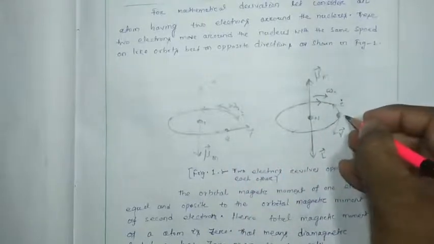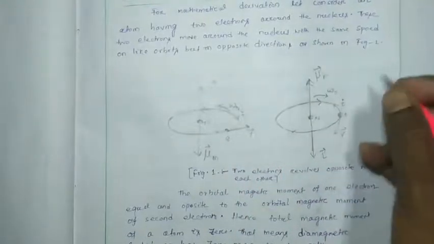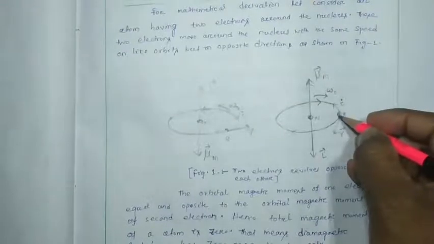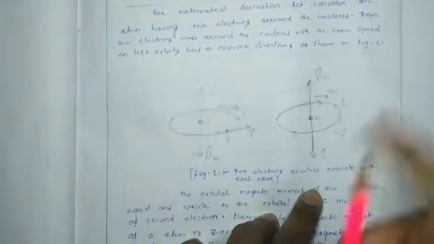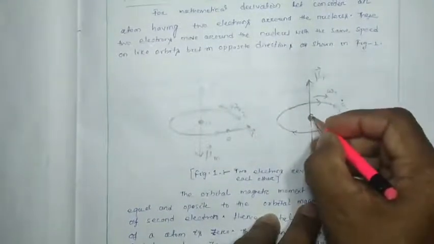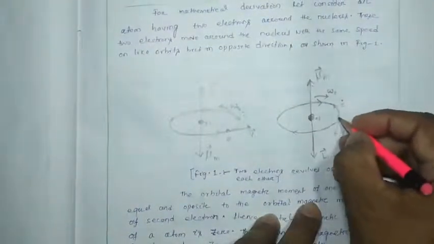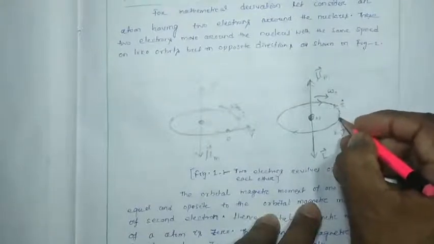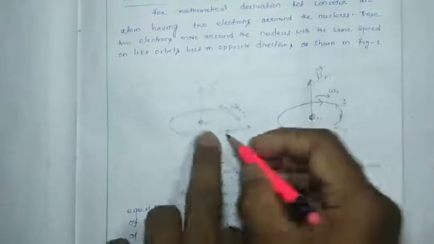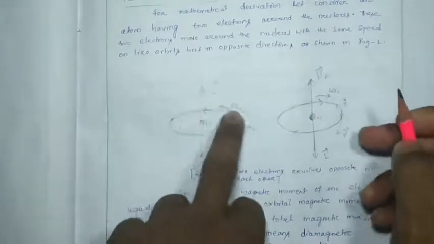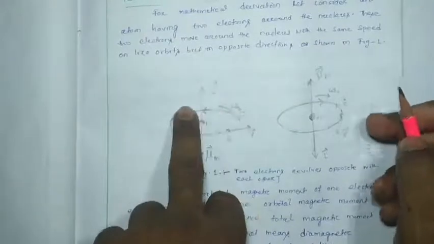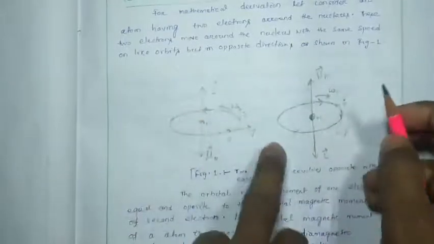This is also an electron. You just reduce its size. Actually the electron size should be less than the nucleus. Here somewhat. Okay. Here, correct. So the 2 electrons are revolving, this one anti-clockwise, this one clockwise, with the same speed.